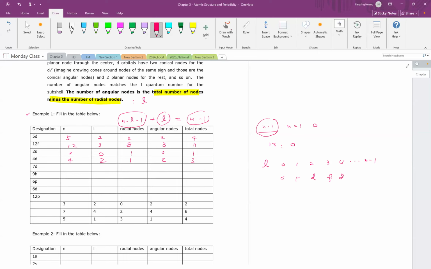How do you get L? When you see the letter, you should know the L, such as D. What's the L? L equal 2. Now, 7D, the D is a 2. 7, the node, 7 minus 2 minus 1 should be 4.